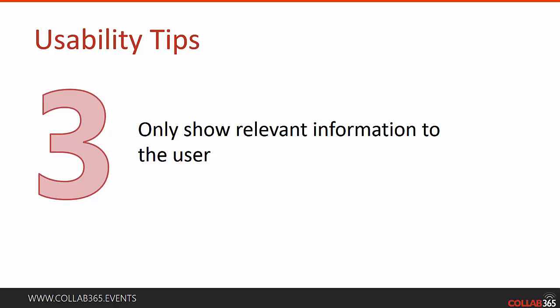Only show relevant information to the user. So the user doesn't necessarily need to see everything that somebody else might see, or you might want to filter tasks, for example, and just show me my tasks, the ones that are assigned to me and not everyone else's. So don't show them any more than they need to see in order to get their job done.